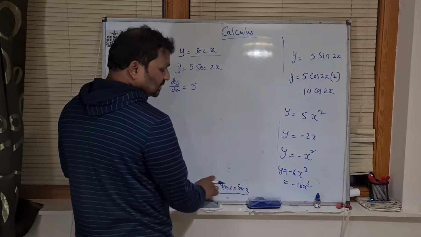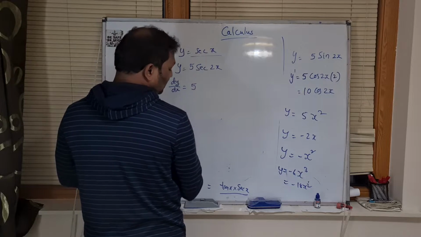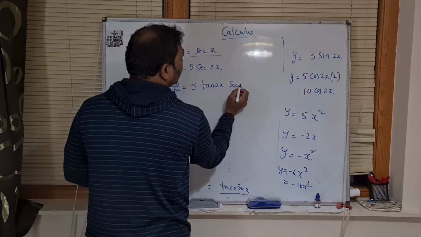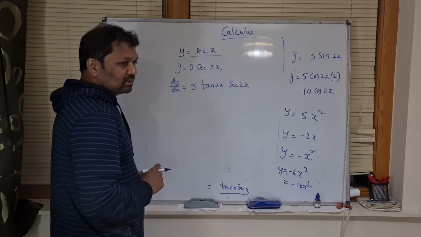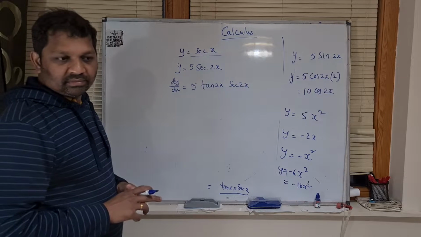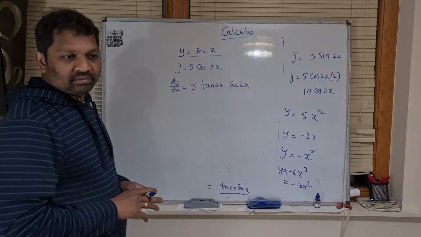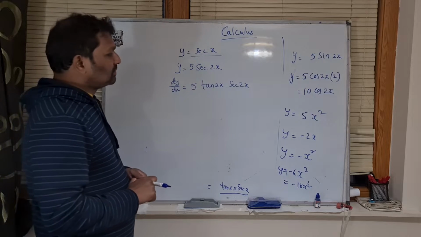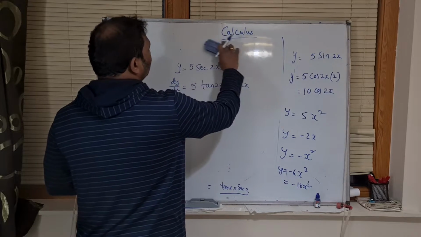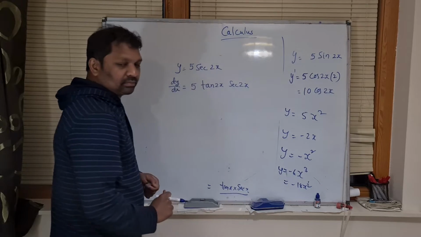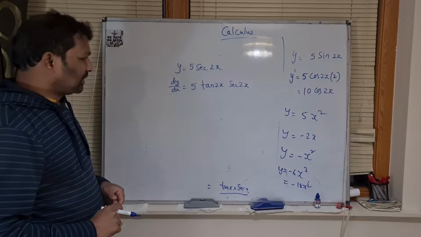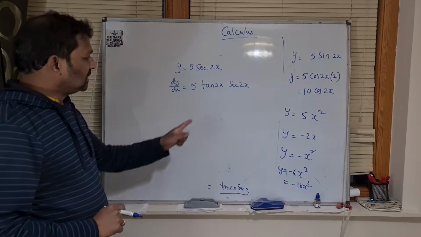The differentiation of secant x is this one, so for secant 2x the differentiation is going to be tan 2x times secant 2x, and then multiply by 2. Is that the differentiation of 5 secant 2x? Is that all?